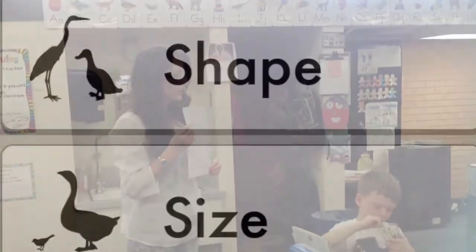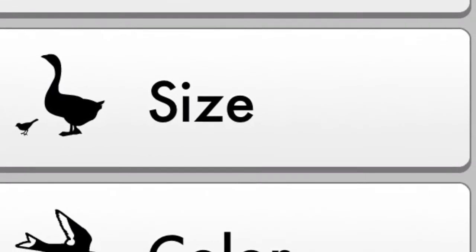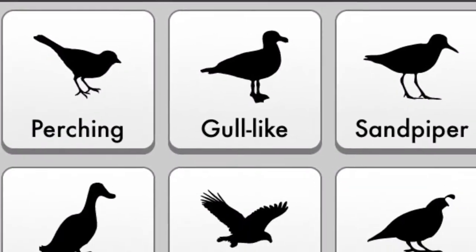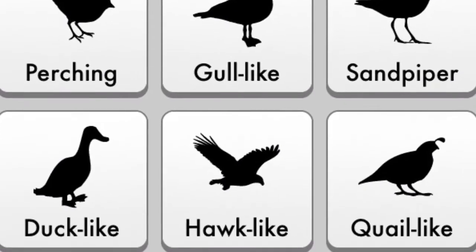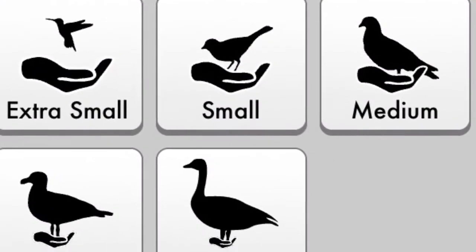My second lesson, I used my citizen science project, and I used the app Birdies. We looked at the shape, size, color, the types of birds that we saw outside, their attributes, their colors, and their sizes to determine what types of birds we had outside of our school.